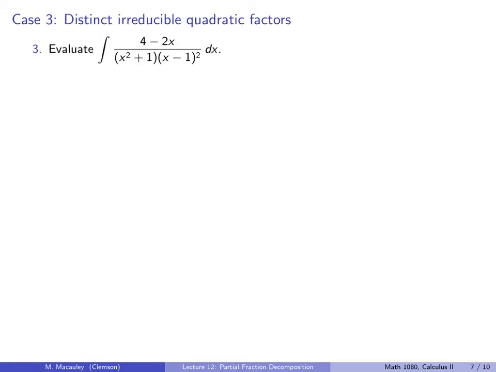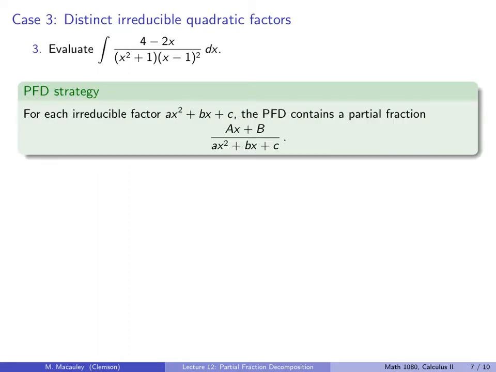So case 3, let's get a little more complicated yet. Now we have distinct irreducible quadratic factors. Here's an example of this. And the strategy is that for each one of these factors, in this case, here's our factor, we need a term that looks like this. And notice this is a distinct irreducible factor. It's distinct because it only occurs once. This occurs twice, but we don't care about that. This is not irreducible, and we know how to deal with that.